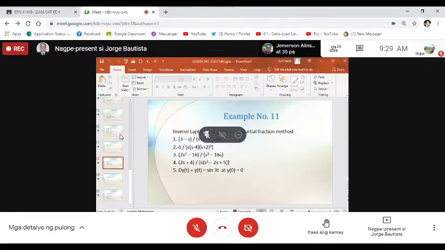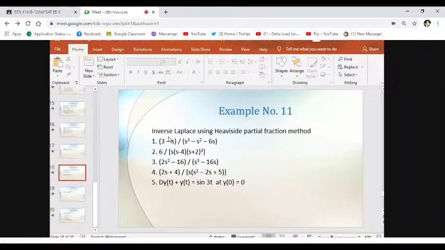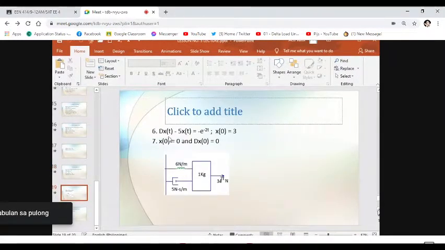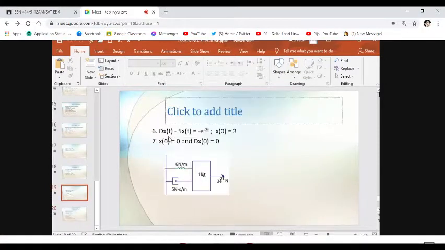Let's try to continue from where we left off. We have example number 11 here. We have two more examples, okay, before we go to the next topic, which is lesson number 4. I think I had already sent that to you a while ago.